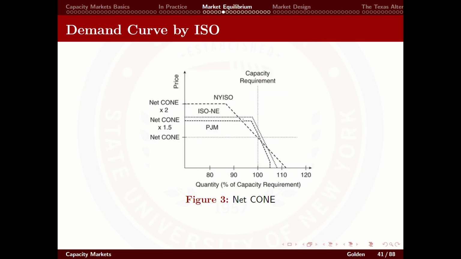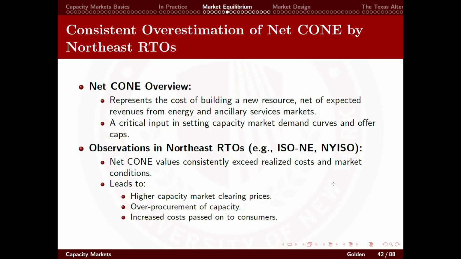And then here are net cone for NYISO, ISO New England, PJM, and they help determine how you're willing to pay for capacity. At the start, you're paying for the entire net cone because you want to encourage any resources you can to join. And then once you've hit the capacity requirement, you pretty steeply fall until you get to zero. So one thing I'll say is that there's been consistent overestimation of net cone by the Northeast RTOs, including ISO New England and NYISO, a little bit of PJM as well.